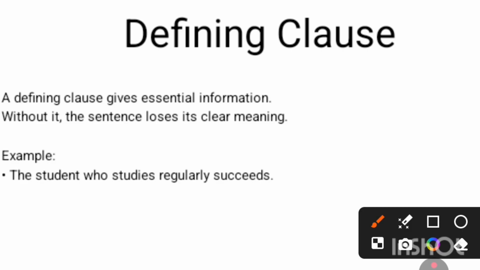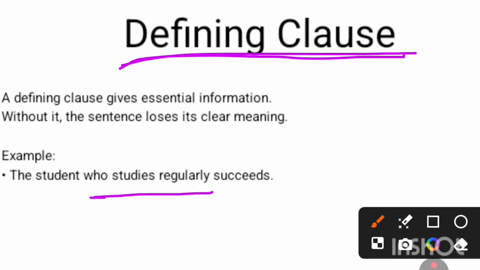Friends, a defining clause, sometimes we can call it a restrictive clause. You can call it a defining clause, or you can call it a restrictive clause. Friends, why is it restrictive or why is it defining? Actually, my dear friends, the reason is that this clause, suppose the example is who studies regularly. Here, this is the relative clause. And this clause is very much important, very much essential for the completion of the sentence, or for the completion of the meaning of the sentence. That is why it is defining.